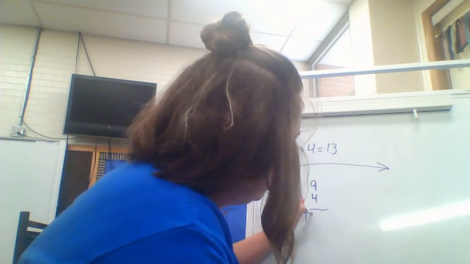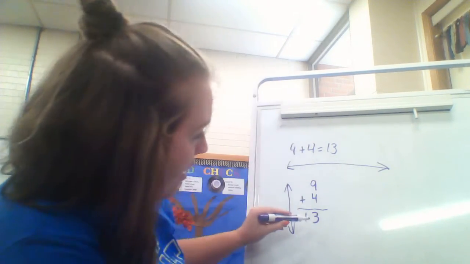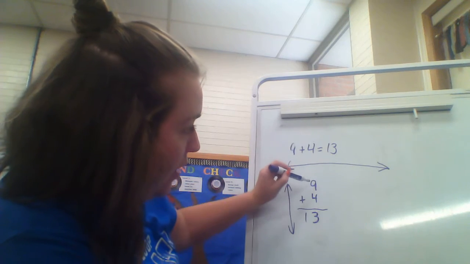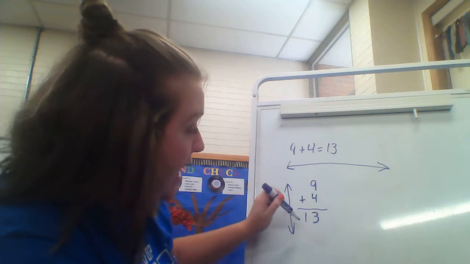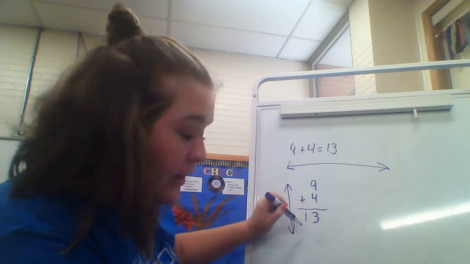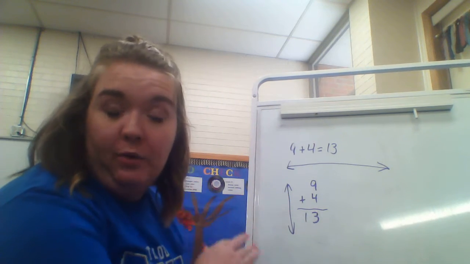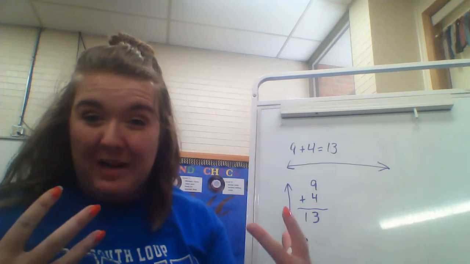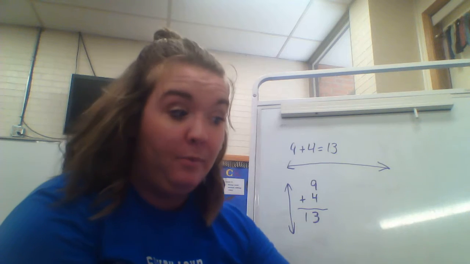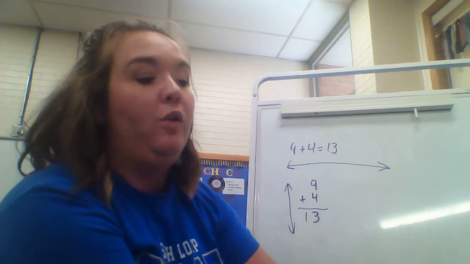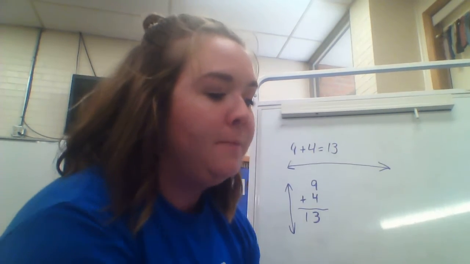And then we have 13. And I want to show you that my 3 goes right under my 9 and my 4, because that's my 1's place. Okay, my 10's place is over here, and so my 1 goes over beside it, okay? Remember, we have to keep them nice and neat, or it makes it really hard when we get to adding bigger numbers, okay? So when we write a vertical equation, we want it to be nice and neat.